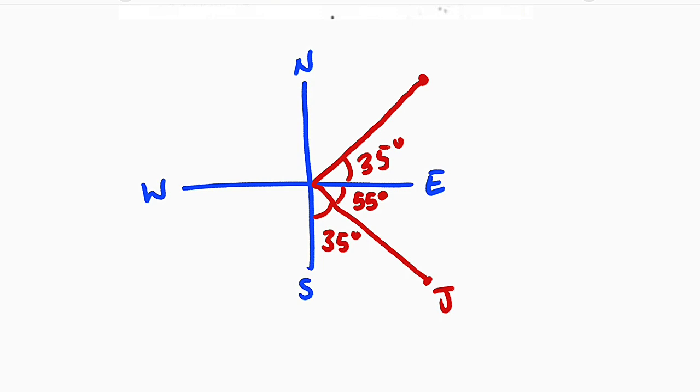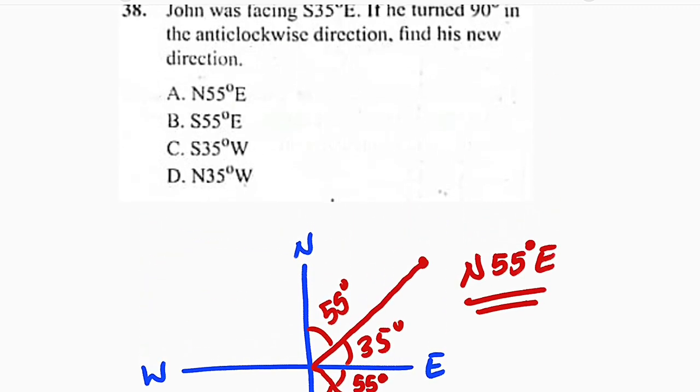Remember I told you all angles must be measured from either the north or the south. So we have to measure from the north towards this point. So what will be this angle? If this is 35, this must be 55 because the total angle there is 90. So this is 55 degrees. So the direction will be north, heading to the east, 55 degrees. So this is the answer to this problem, not 55 degrees east, which is option A.